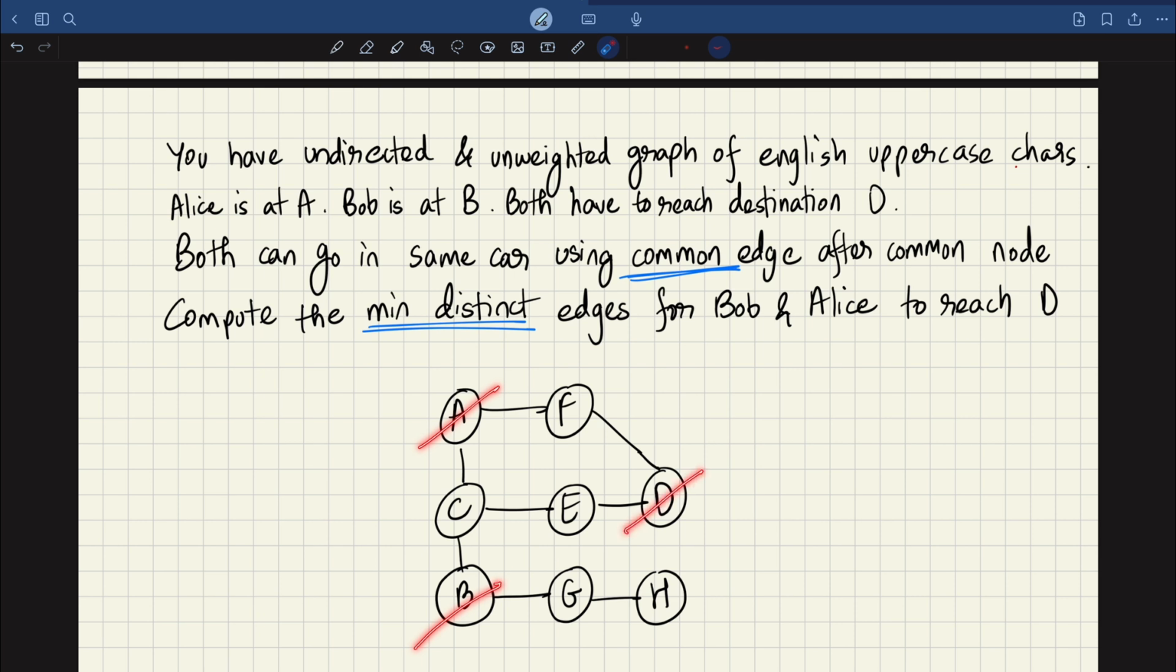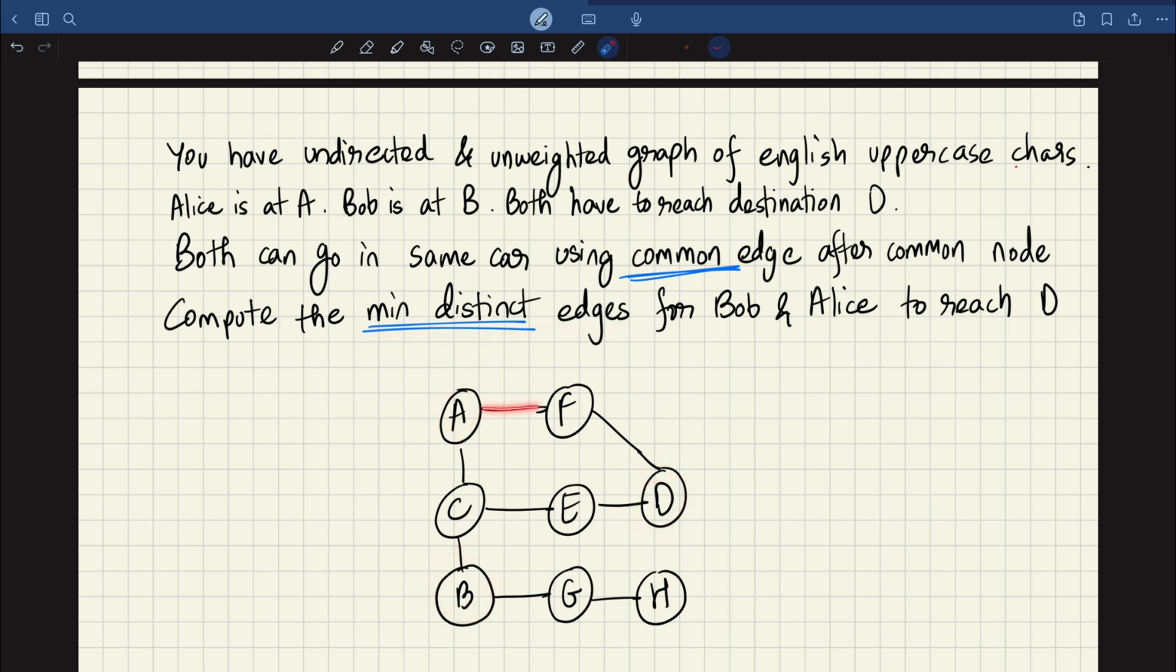So what is the problem asking? The problem is asking that we have to return the minimum distinct edges from LS and Bob to destination D. I repeat, we have to find minimum distinct edges from LS and Bob to the destination D. I hope you understood this part. For example, let me show you.